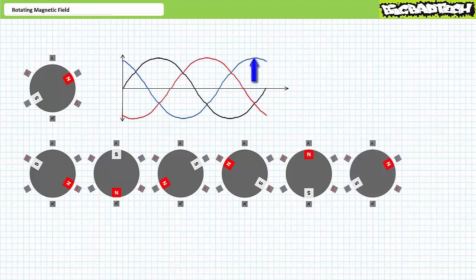Finally, some moments later, L3 peaks positively. C is a north, and C' is a south. The north end of the rotor is attracted to C', and the south end of the rotor is attracted to C.